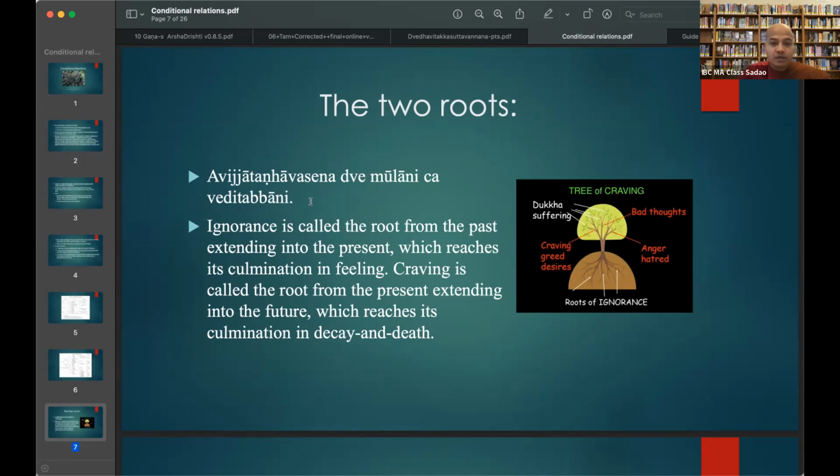These two are connected to two sides of our existence. One is the cognitive aspect, the cognitive side. The other is the emotive aspect, the emotional aspect. Tanha represents the emotional aspect. Avijja, the cognitive aspect, right? When you remove avijja, avijja should be replaced with panya, right? Wisdom.